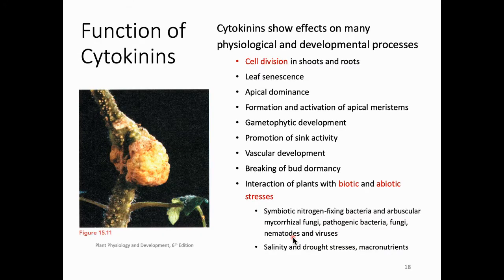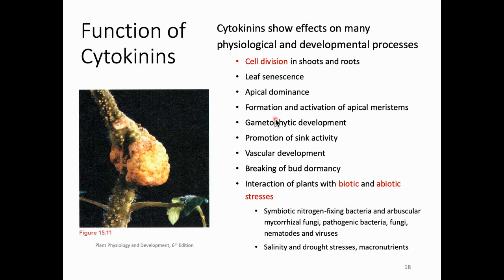Alright, functions of cytokinin. It promotes cell division in shoot and root, and increases leaf senescence. Leaf senescence means aging of the leaf. Apical dominance: it has some counter effect to auxin. Auxin will inhibit the growth of the lower bud, but cytokinin will promote the growth of the lateral bud.